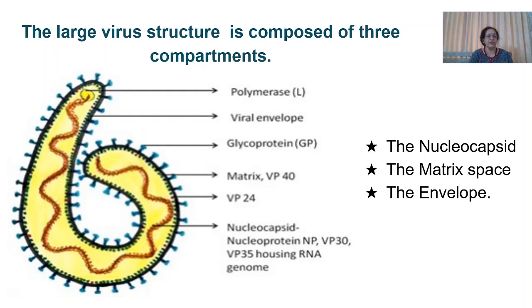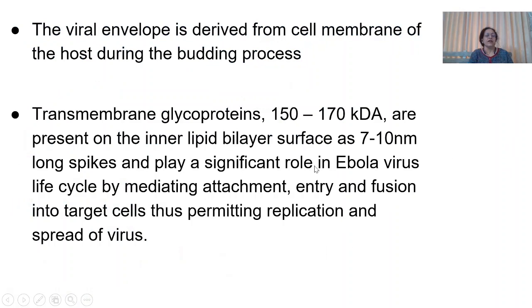With that, other proteins are also present, in that polymerase and glycoproteins, as well as VP24. This protein is important. The nucleocapsid of the virus is composed of nucleoprotein NP, VP30, VP35, housing the RNA genome of Ebola virus. The viral envelope is derived from the cell membrane of the host during the budding process.